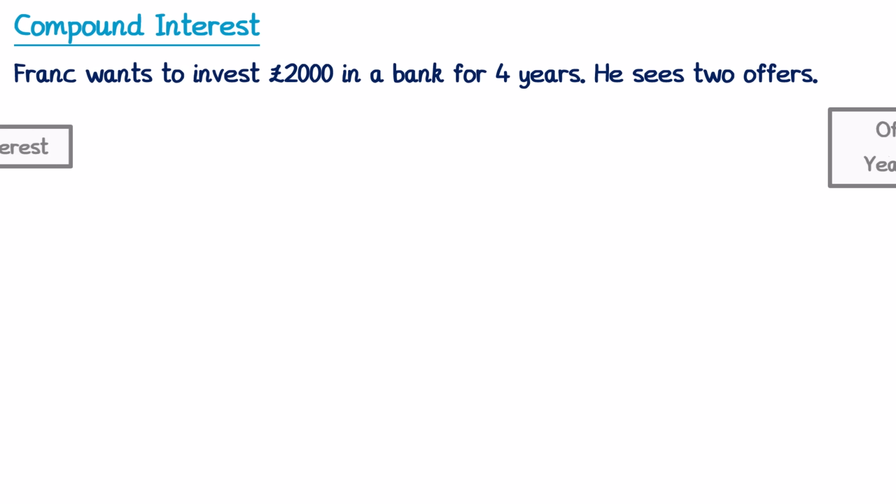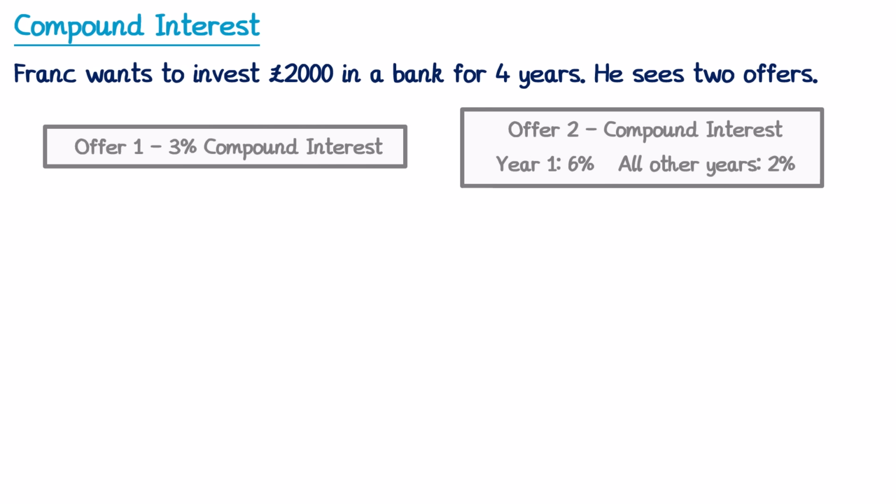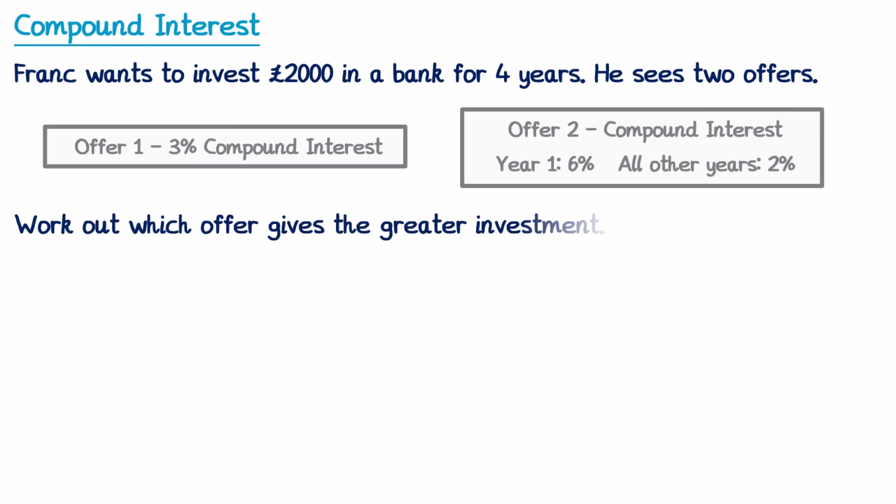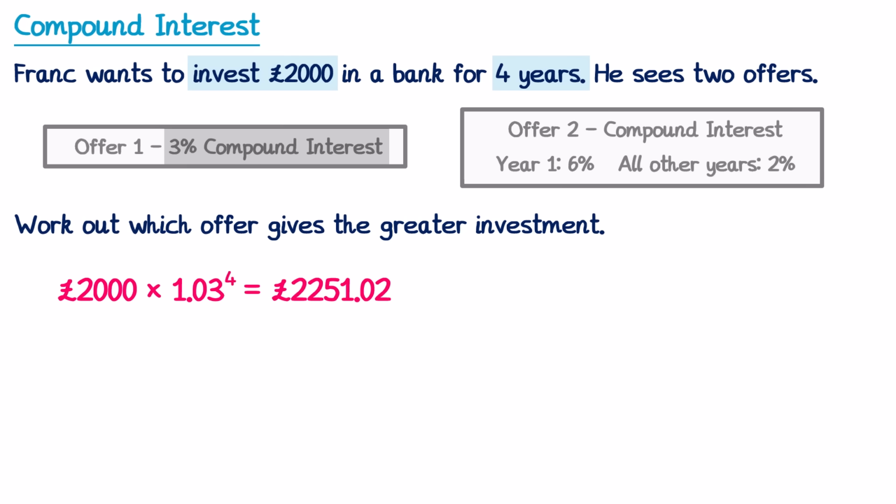he sees two offers. We have offer 1 and offer 2. We need to work out which offer gives the greater investment. Let's take a look at offer 1 first. Frank is going to invest £2,000, so we'll start with that. And it's 3% compound interest, so we'll multiply this by 1.03, and it's for 4 years, so to the power 4. So we end up with £2,251.02.